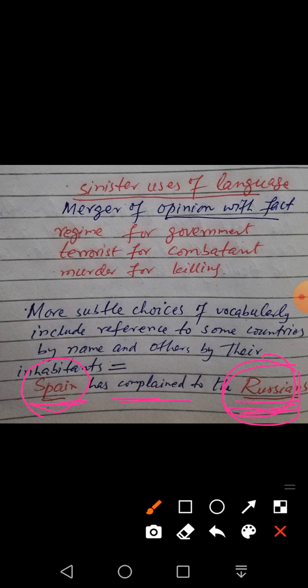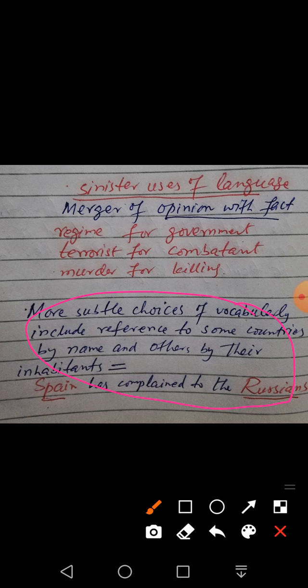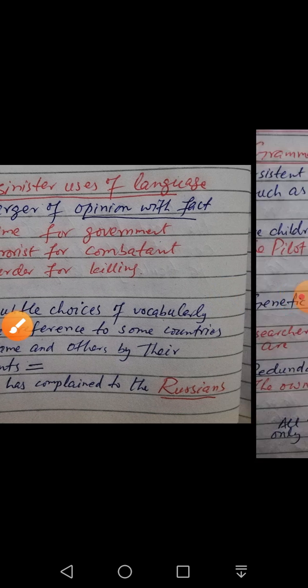So the term Russians has got a negative connotation. So this is a sinister use of language. That is, the country that is in favor is being mentioned by name, and the community or the nation that is against will be mentioned by its inhabitants. It can be for anyone else. I just don't want to say that it is only Americans who will be using such language, but any country that wants to malign some other country, or is not in favor of that country, may use this in a subtle way.